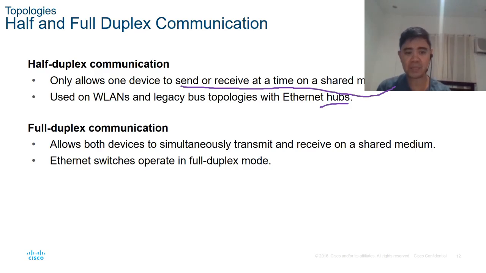A full duplex, and one network device under full duplex is a switch. You can transmit and receive at the same time. It's simultaneous. One popular example of full duplex is a switch. In communication devices, a cell phone is also in full duplex mode.